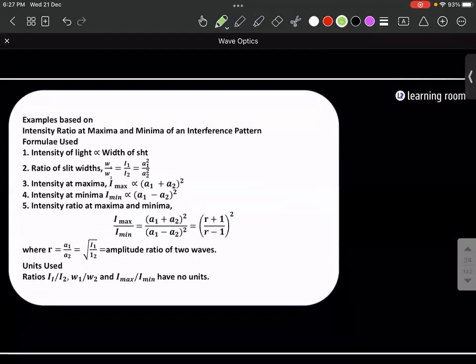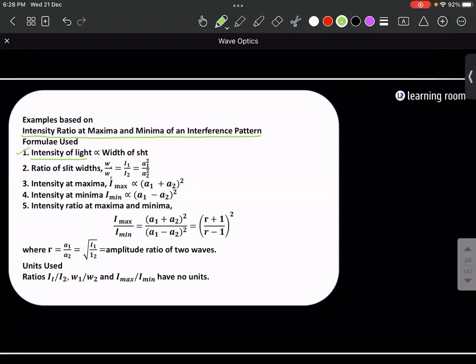Okay. So this is another concept. This is very rarely asked in CBSE, but I have seen questions here and there, so it's better we know this concept also. Intensity ratio at maxima and minima of an interference pattern. One thing you need to take note of: intensity of light is directly proportional to the width of the slit. That is logical, because if more light is going through the hole, then a more intense image is going to be formed on the screen. So that is the first point.